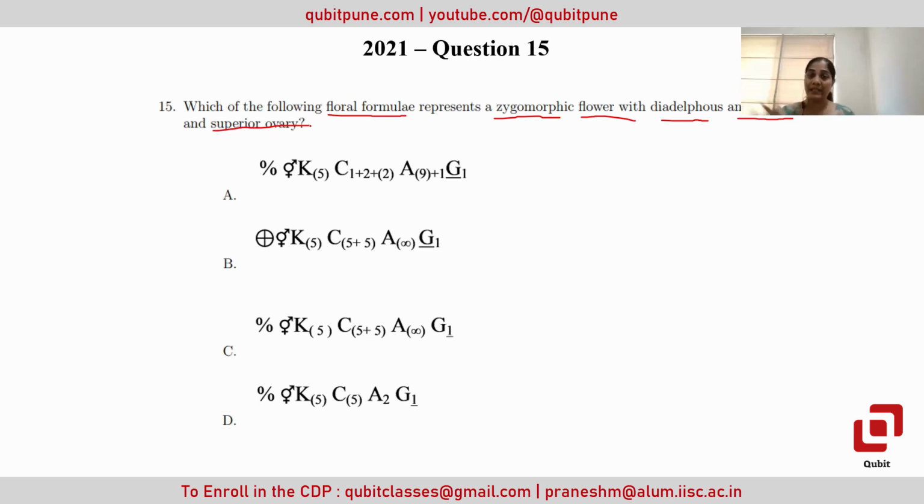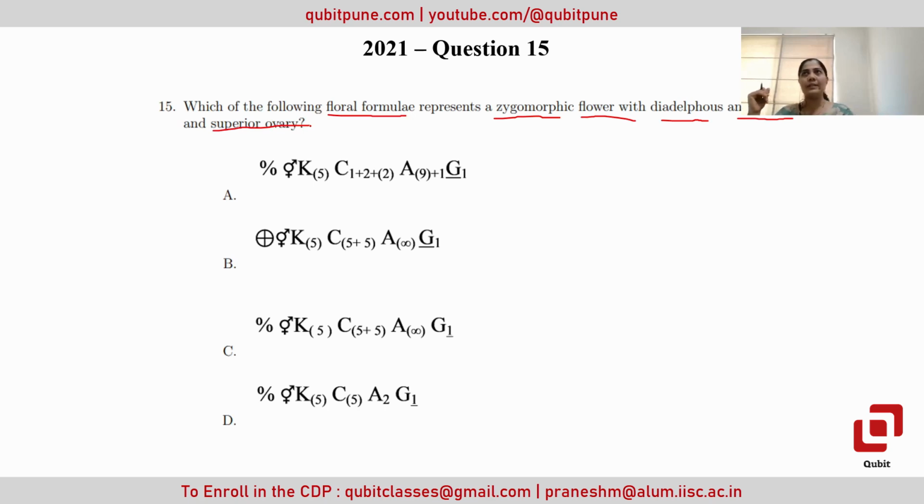You have to know the meaning of each term. Zygomorphic flower means a flower which is bilaterally symmetrical, only in one direction. If we cut it, then we can get mirror images. That is the bilateral symmetry which is the characteristic of the zygomorphic flower. Then diadelphous means the androecium, the stamen part, is partially joined and present in bunches. In diadelphous, two bunches are there. In polyadelphous, more than two bunches are there.